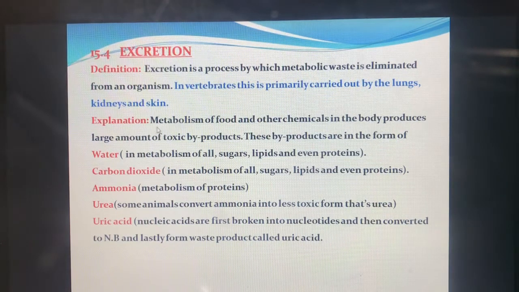Then the explanation. The metabolism of food and other chemicals in the body produces a large amount of toxic byproducts. These byproducts are in the form of what? These are in the form of water, carbon dioxide, ammonia, urea, and uric acid. Now water: it is produced in the metabolism of all the sugars, lipids, and even protein.